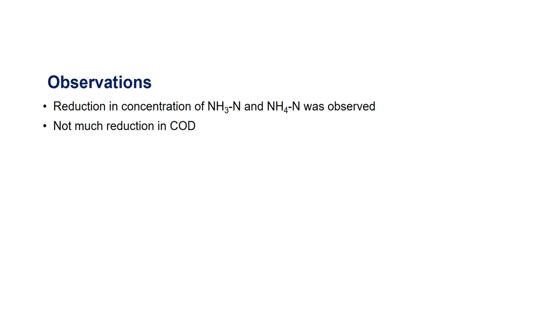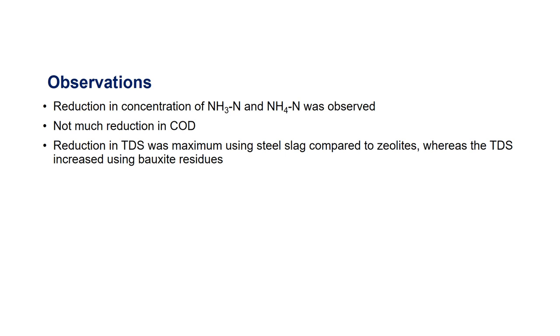The observations from this study were: there was a reduction in ammoniacal nitrogen and ammonium ions. Not much reduction in COD was observed. There was reduction in total dissolved solids, and the maximum reduction was seen in using steel slag compared to zeolites, whereas there was an increase in TDS when bauxite residues were used.